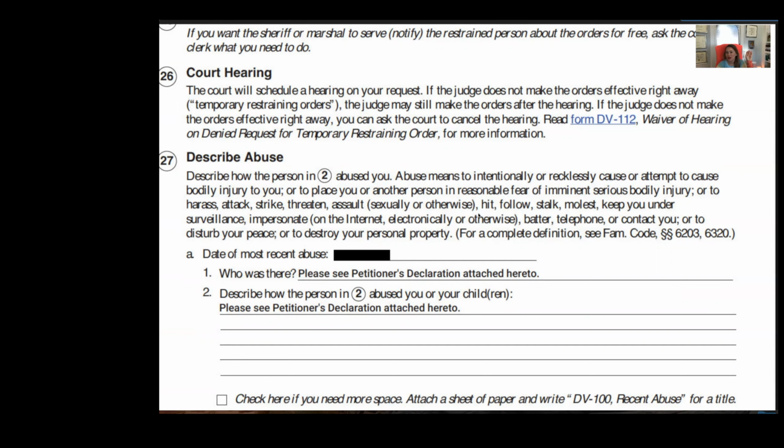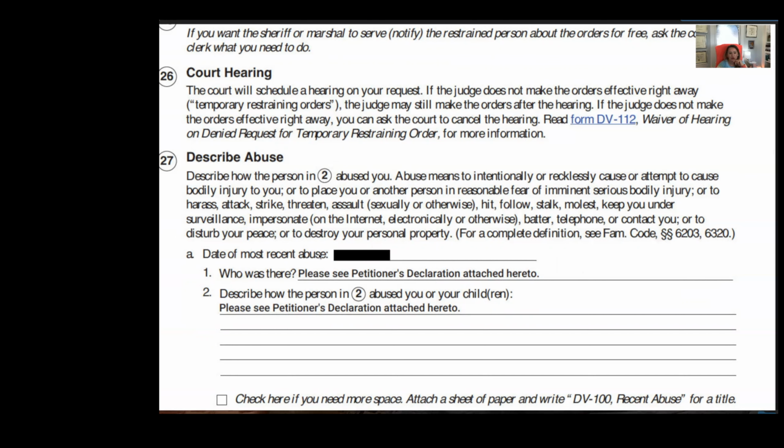Remember, it's the same language that we had above. Hit, follow, stalk, molest, keep you under surveillance, impersonate on the internet, or otherwise batter, telephone or contact you, or disturb your peace. Since 2016, disturb your peace is new language, so it doesn't have to be physical, or destroy your personal property. For a complete definition, see Family Code 6203, 6320.